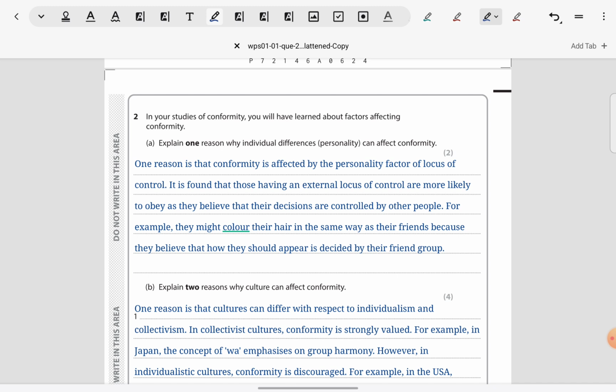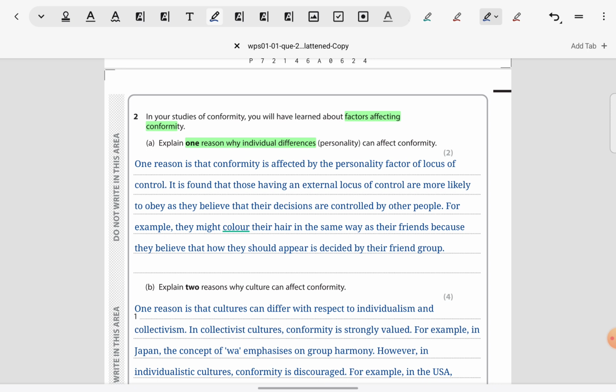Okay, the next question that is asked is, in your studies of conformity, you have learned about factors affecting conformity. Explain one reason why individual differences can affect conformity. Here the mistake students make is not to interpret the question correctly. When asked why individual differences can affect conformity, they just go roundabout explaining something vague. Not every person shows conformity. Different people can have different levels of conformity.